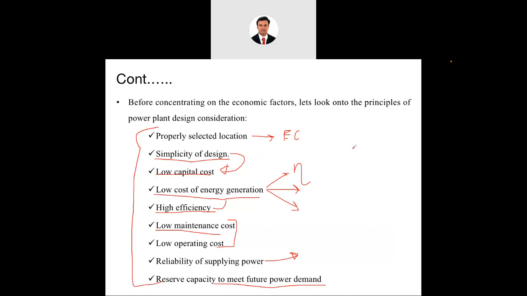All these points we have to consider because they will affect, first of all, the energy cost generated in the power plant, and it is directly going to affect your profit. Whatever we say, the main basic purpose of constructing any particular power plant is the profit. If that power plant is profitable, then we are going to construct and run that particular power plant.